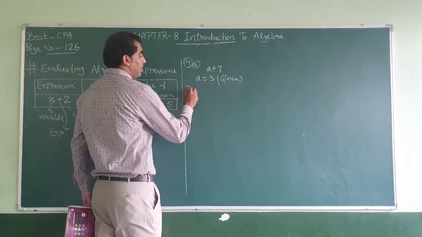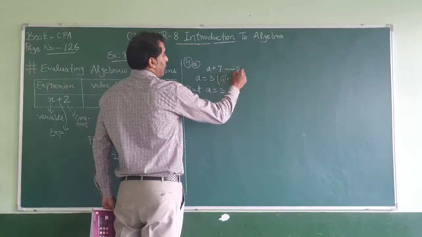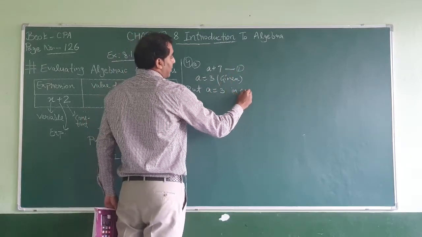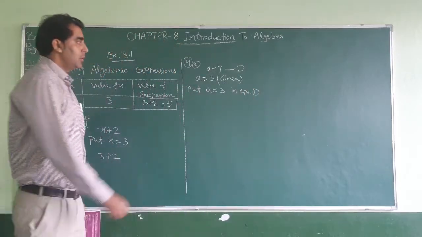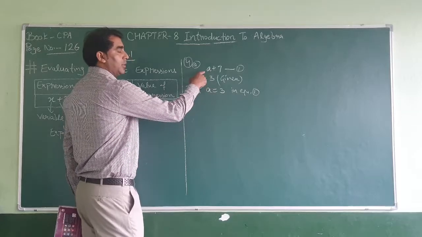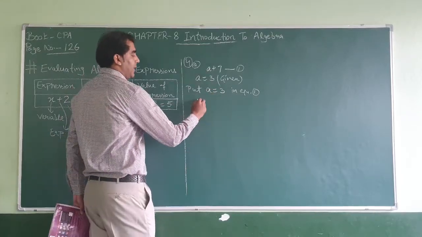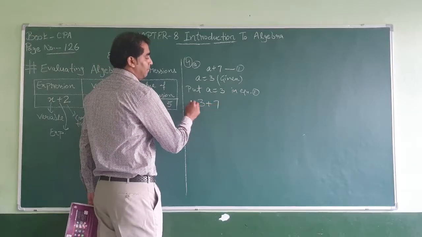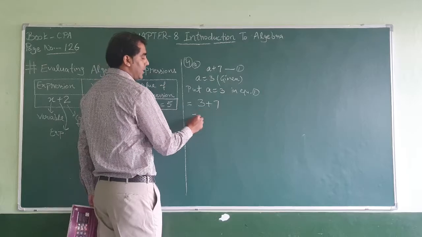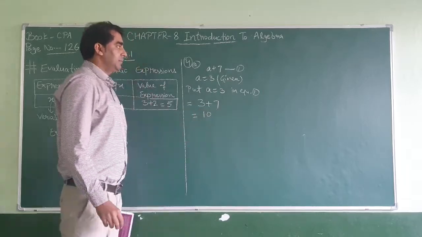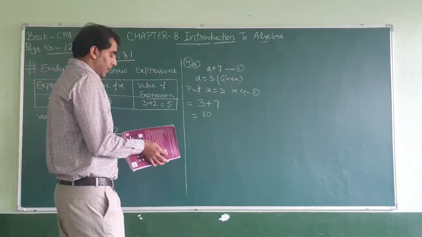So now put a is equal to 3 in the expression. Instead of a, we will put 3. So 3 plus 7, the answer is 10. Okay, but you understood?